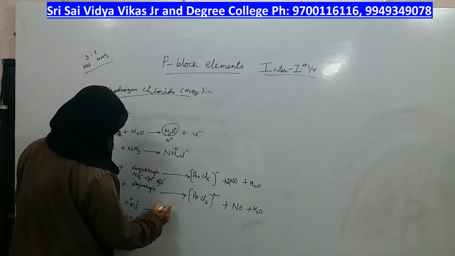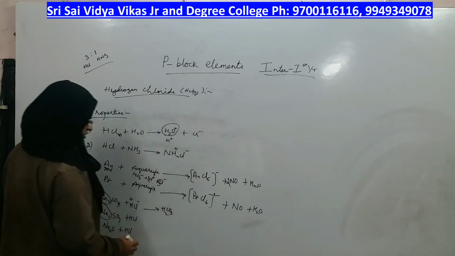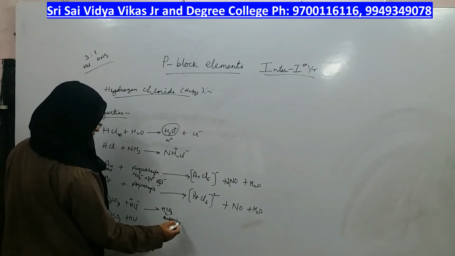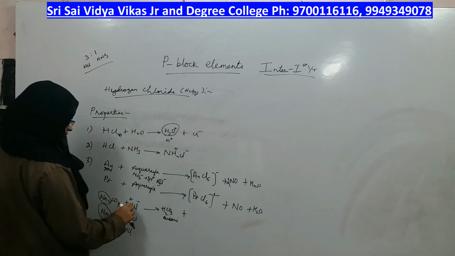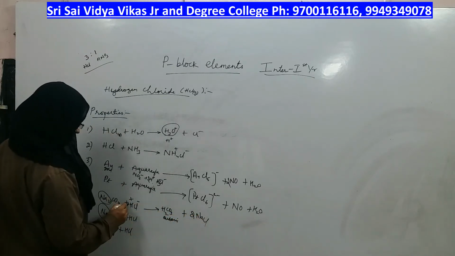So H2CO3, what is the name of this? It is acid. Which acid? Carbonic acid. Plus what is the compound? NaCl. How many NaCl you can get? 2 NaCl. Take 2 HCl.